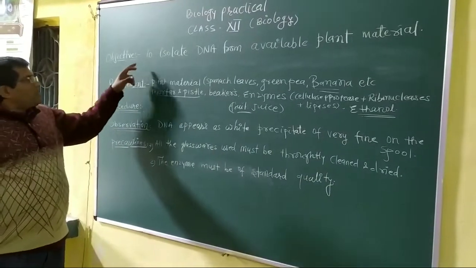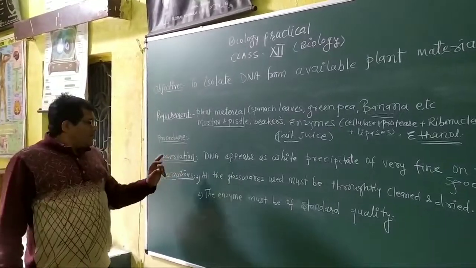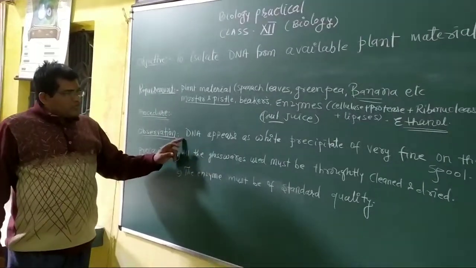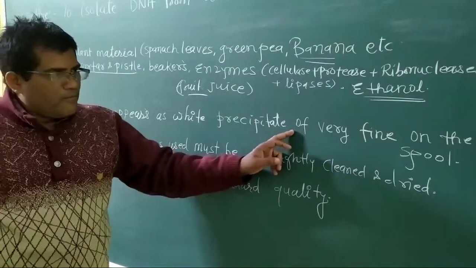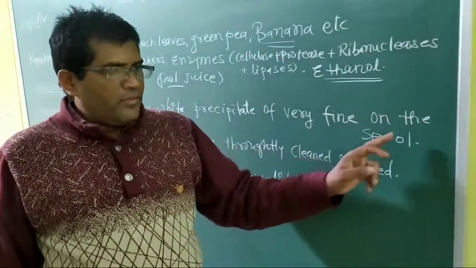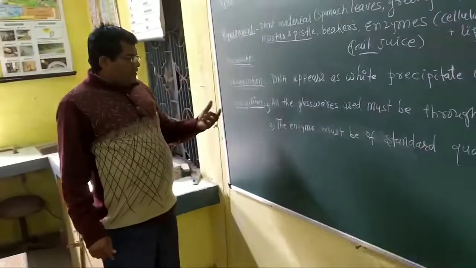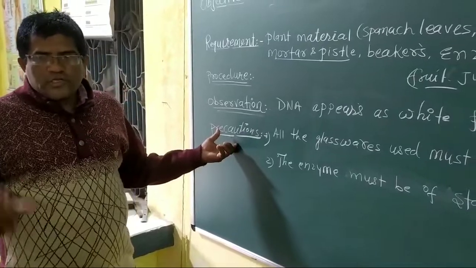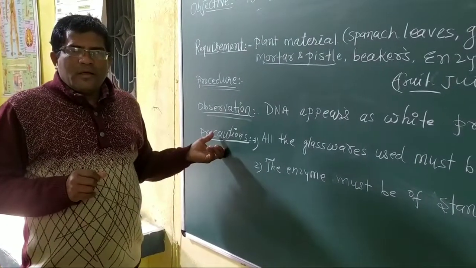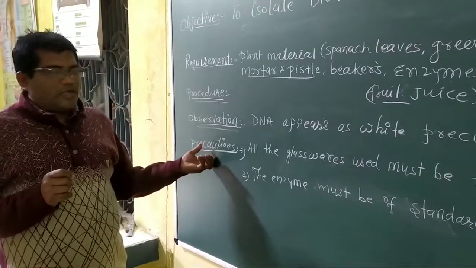In the examination you have to write the objective, requirement, procedure, and observation. Observation is: DNA appears as a very fine white precipitate on the spool. So we have observed the white color of precipitation of DNA. In this experiment we have to draw the diagram also; take a test tube diagram and show the DNA amount there in the test tube.